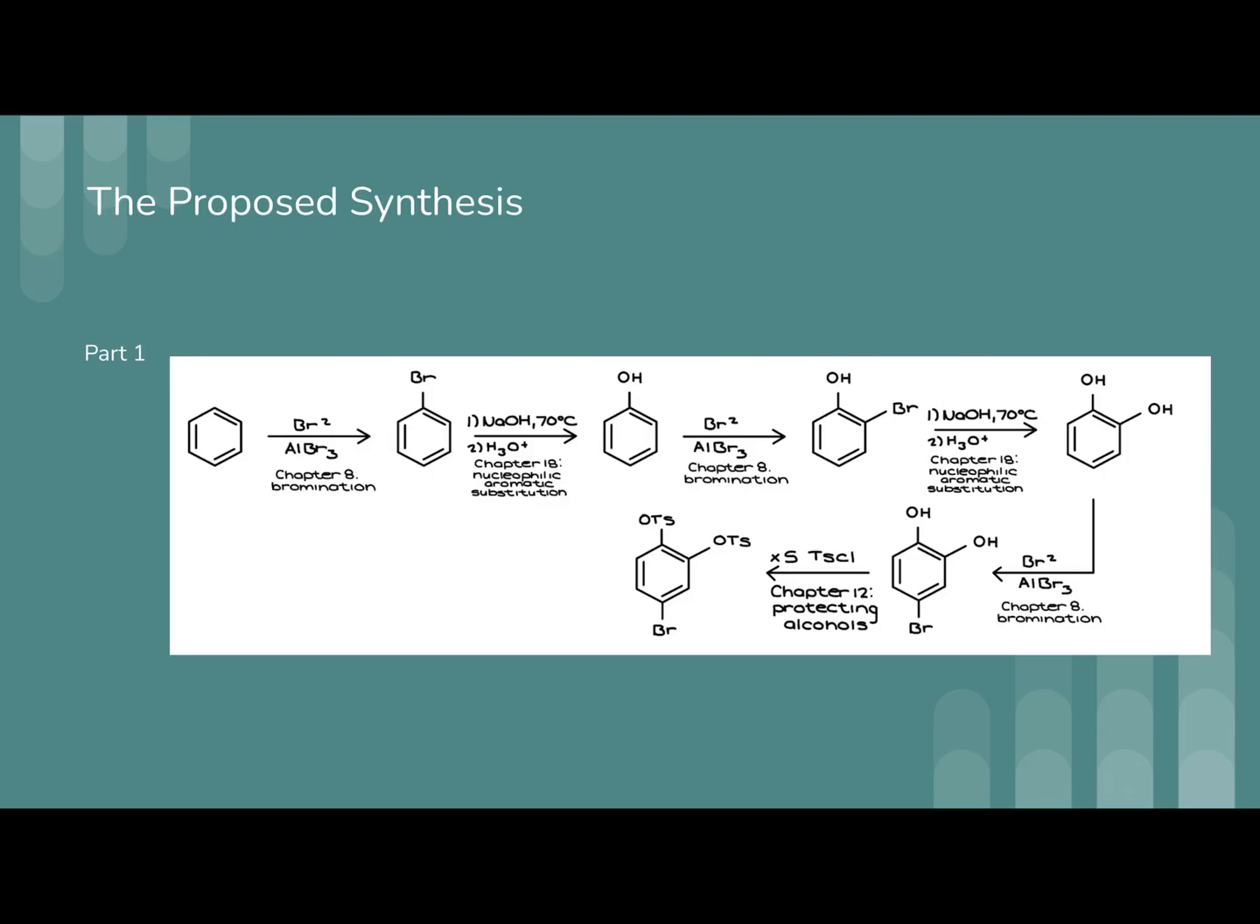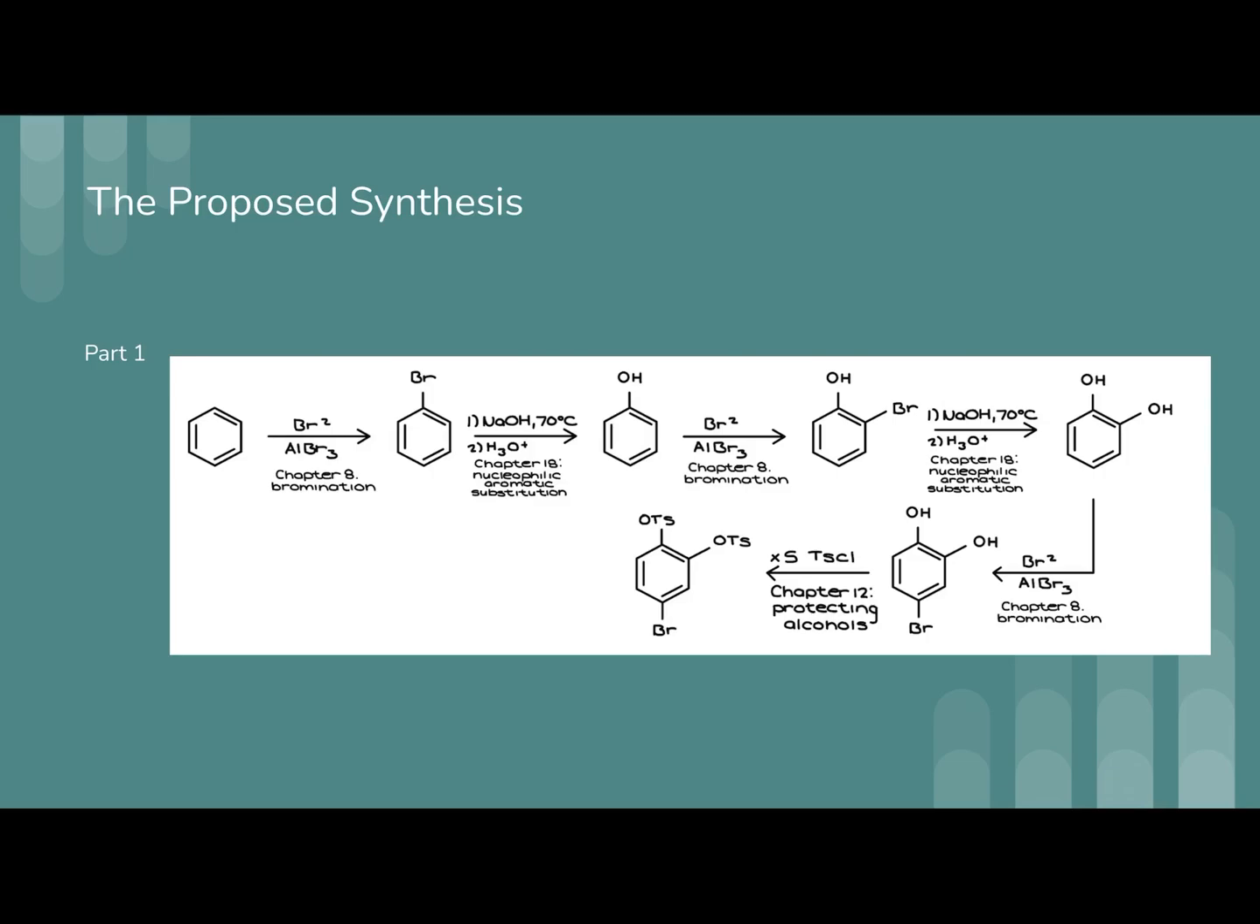The 1,2 product is what we will separate and move forward into the next step, where we again use sodium hydroxide and water to convert that bromine group to a hydroxy group. And the reason we did it in this order is that the hydroxy groups are going to increase the rate of reaction for the following steps that we need.